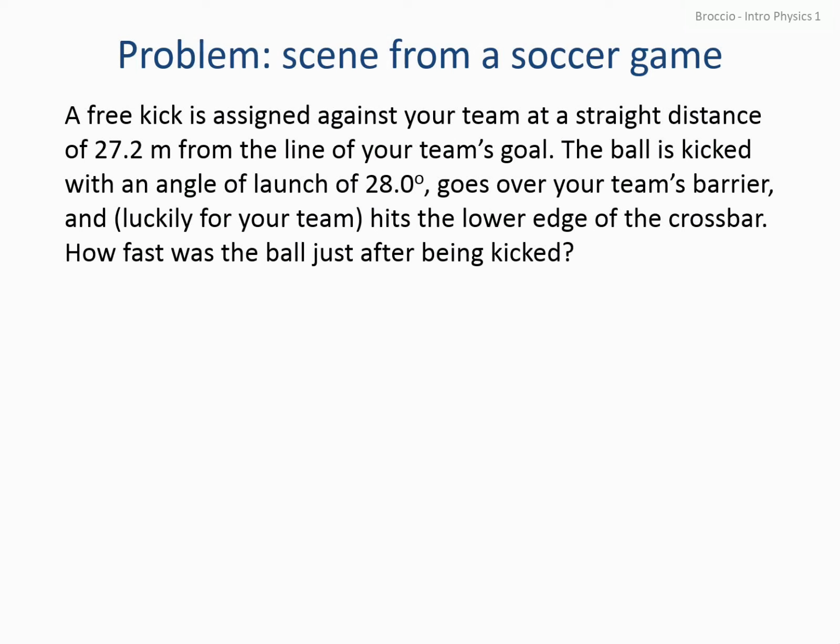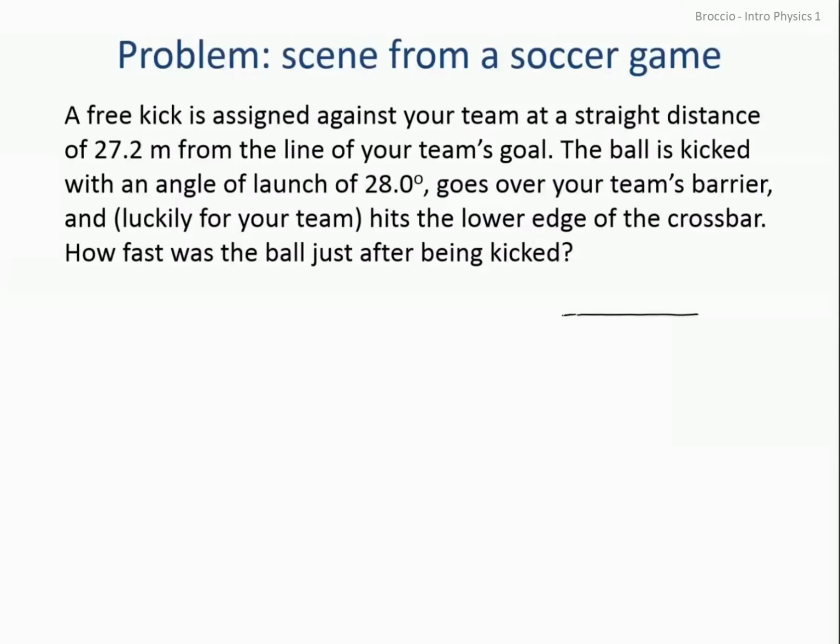First thing off, let's make a sketch. This is the launch point on the playing field. This is the trajectory of the ball. And let's say here is the crossbar where it hits. The horizontal position of the crossbar is 27.2 meters from the launch point. The vertical coordinate of the crossbar instead is the standard height of a soccer goal, which is 2.44 meters.